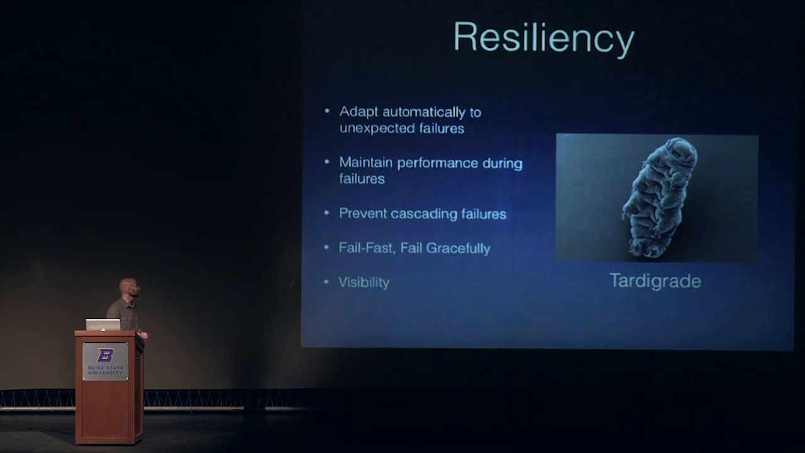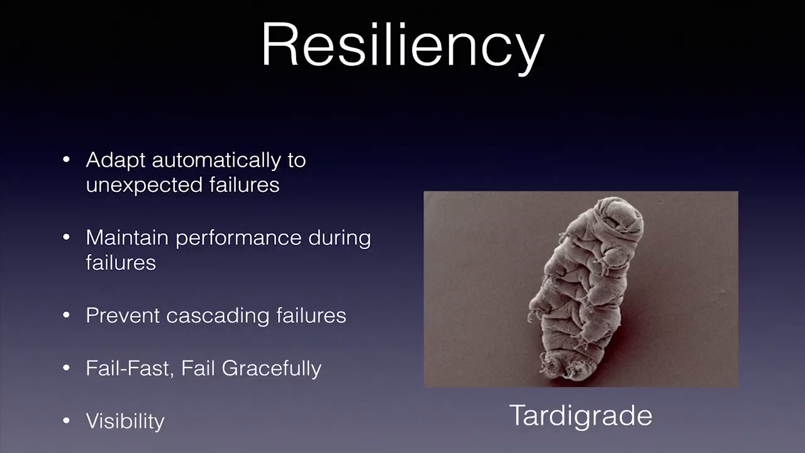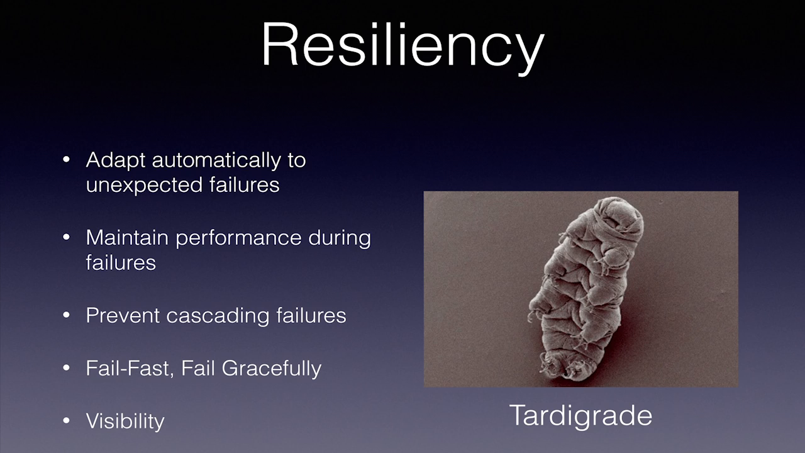So we need to figure out how we can make our applications more resilient. What do I mean by a resilient application? A resilient application should be able to dynamically adapt at runtime to unexpected failures. In addition to being able to adapt, it needs to maintain some level of performance. It doesn't do us any good if our applications keep running, but they take 30 or 40 seconds to respond to every request. We also need to make sure that we prevent cascading failures.